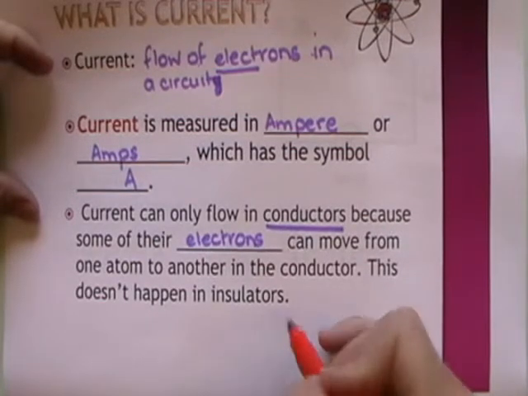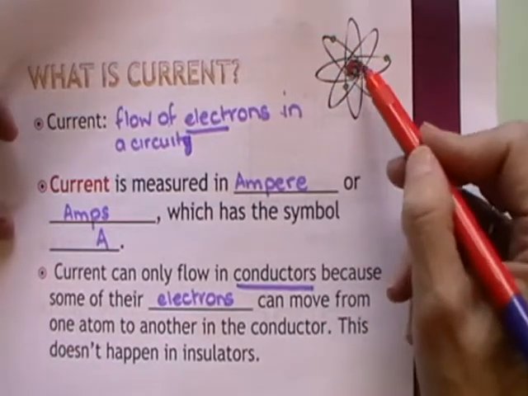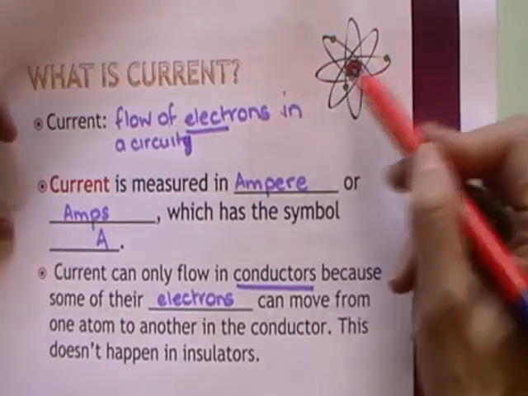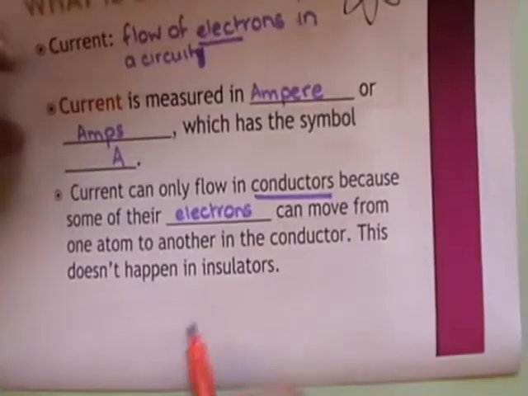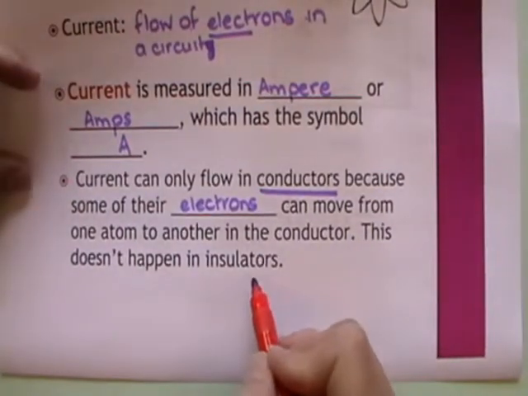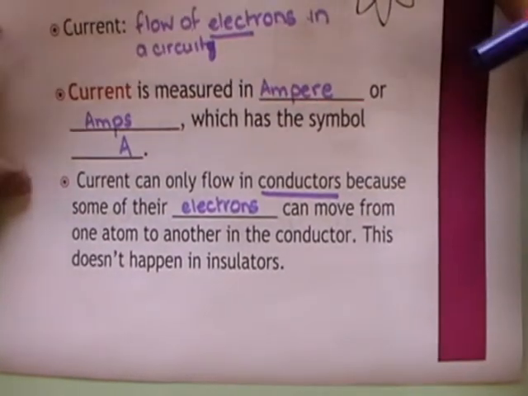In insulators, the electrons aren't free to move from one atom to the other. They're very, very tightly bound by the nucleus, or they're attracted to the nucleus, and so they can't move, and therefore electrons can't move in insulators, and that's why they don't conduct electricity. They don't allow electricity to pass through them.